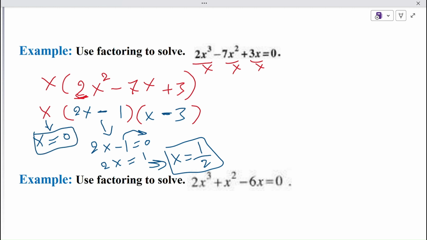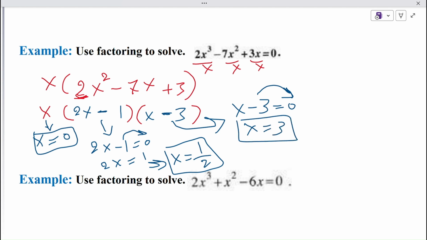What about here? x minus 3 is equal to 0. Then this 3 goes to the other side of the equality. x is equal to 3. This is the third value of x. So in this polynomial, we have three solutions. One of them is 0. The second one is 1 over 2. The third one is 3.